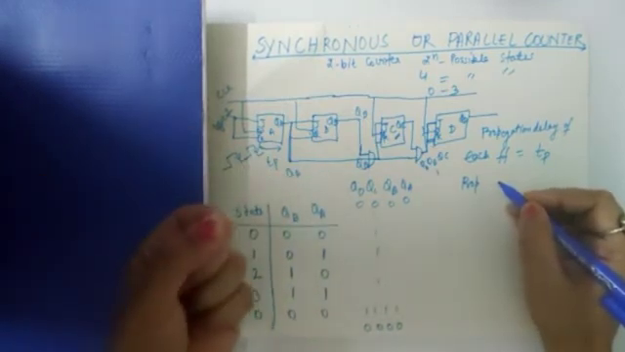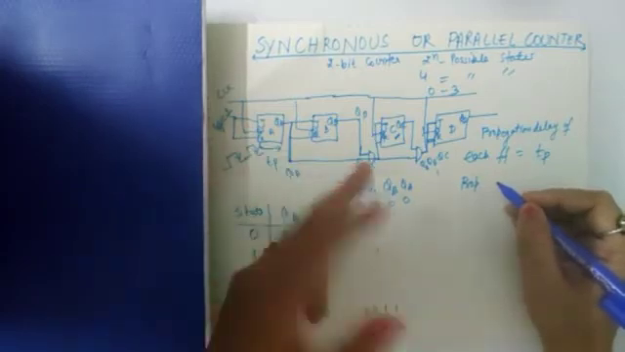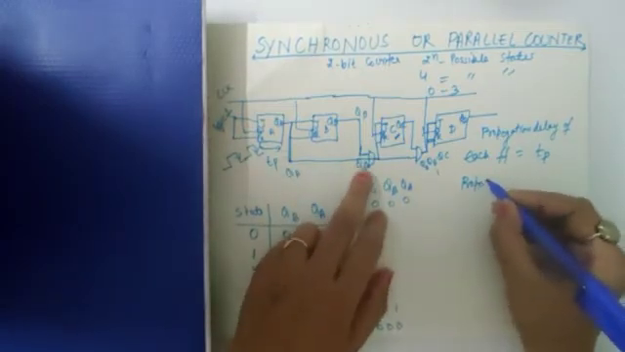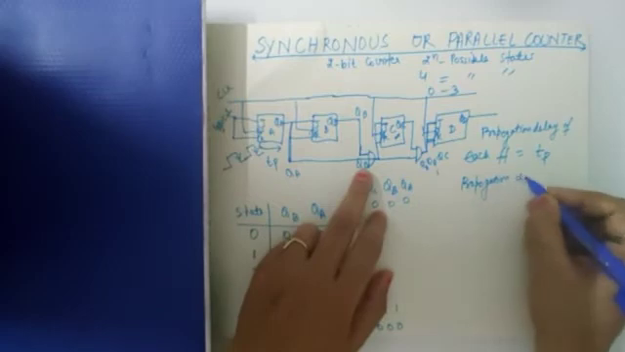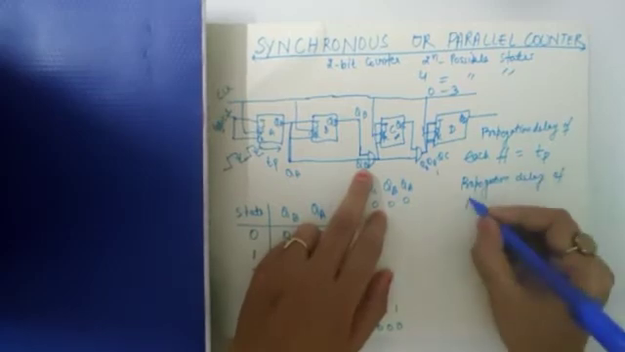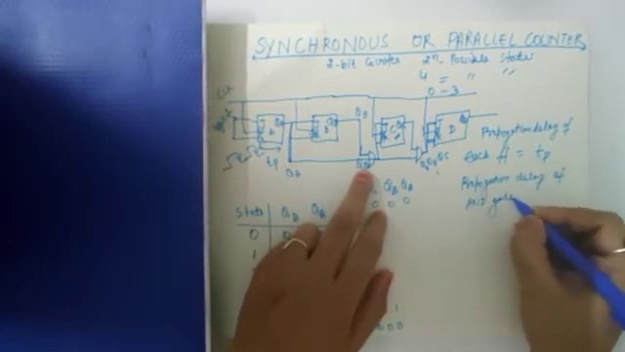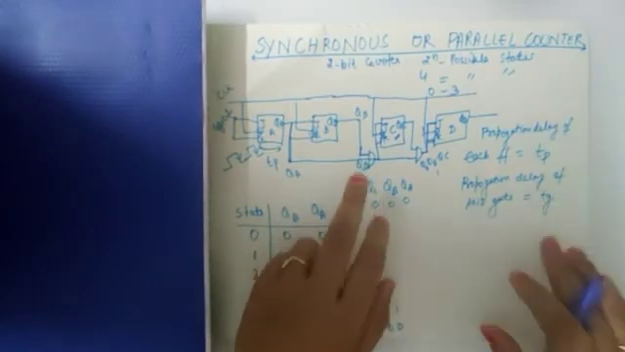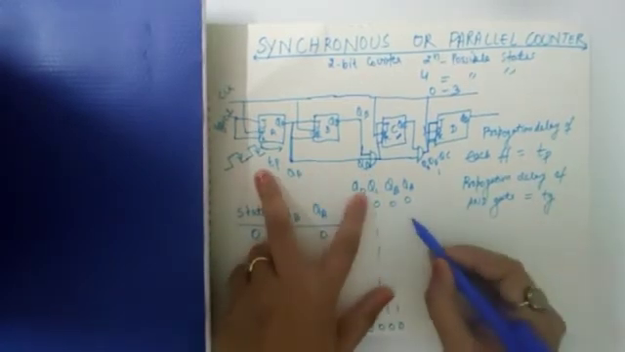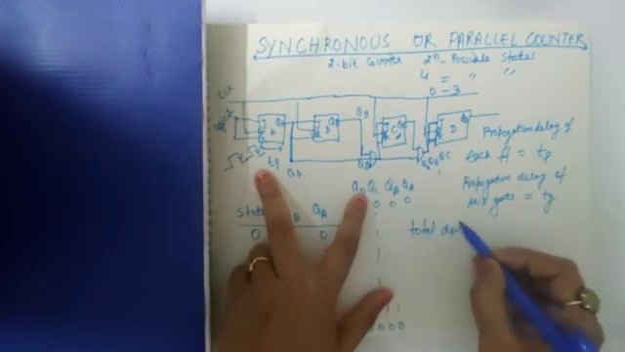It will also take some time to produce the output. So there should be some propagation delay of the AND gate as well. So we are taking the propagation delay of AND gate as TG. Okay, so now we can consider the total propagation delay in producing the output.